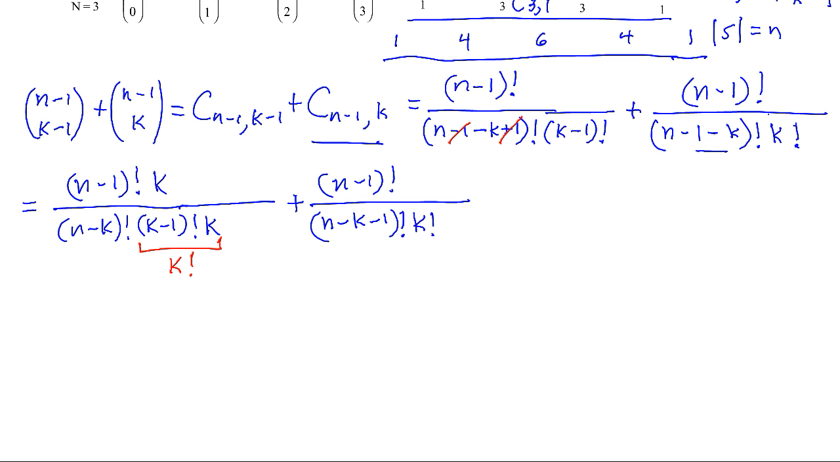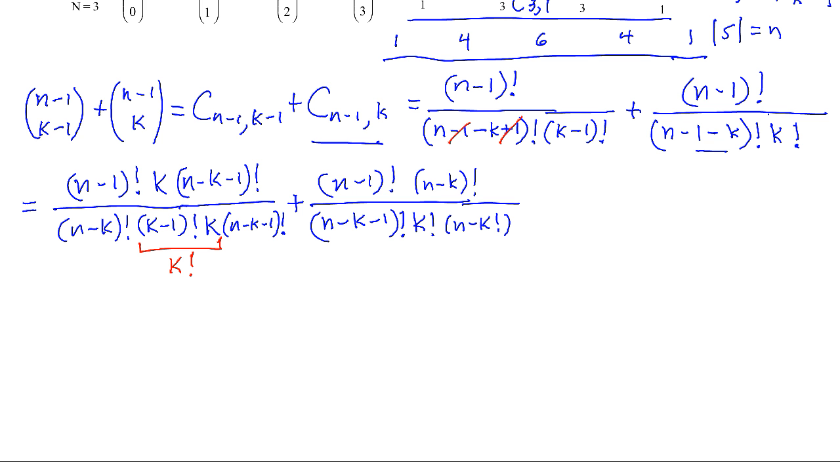Now I'm going to multiply top and bottom by (n-k-1) in the first term. And then, in order to get the (n-k) factorial in the denominator of the second one, I'm going to multiply by (n-k) factorial, top and bottom. Okay? And now I've got a common denominator with these things.